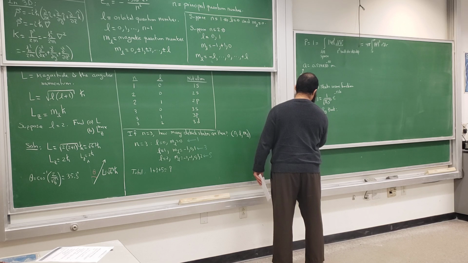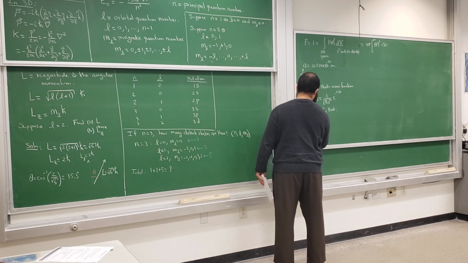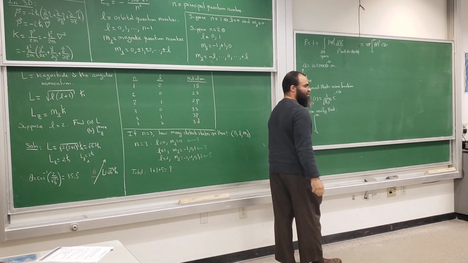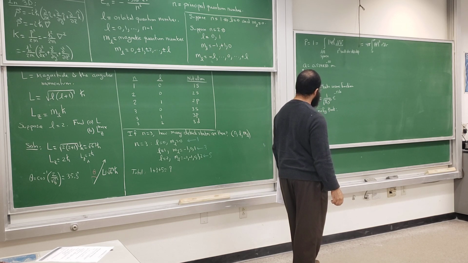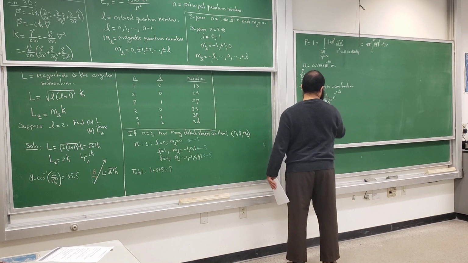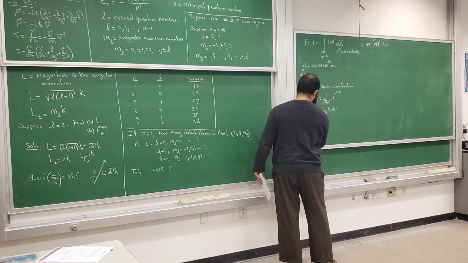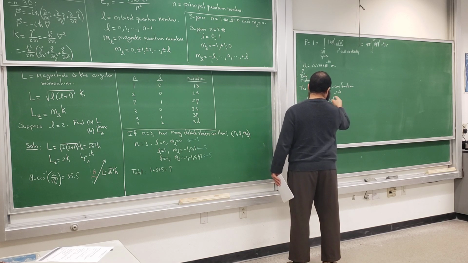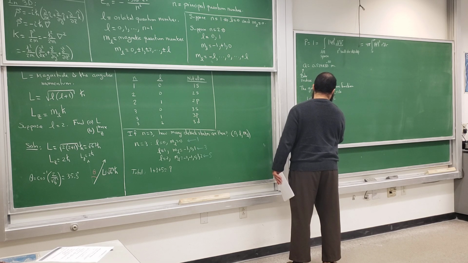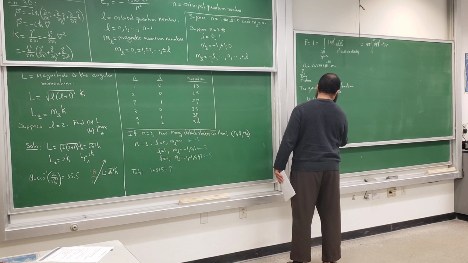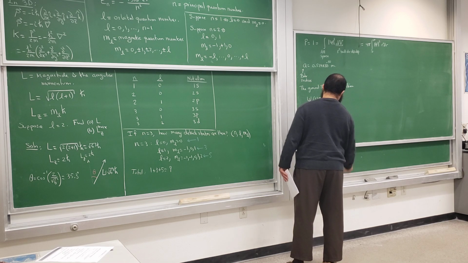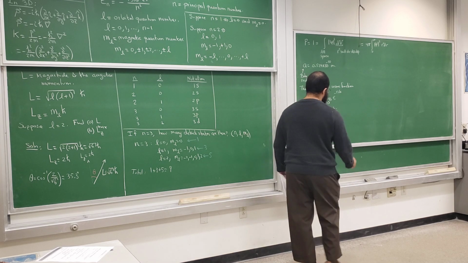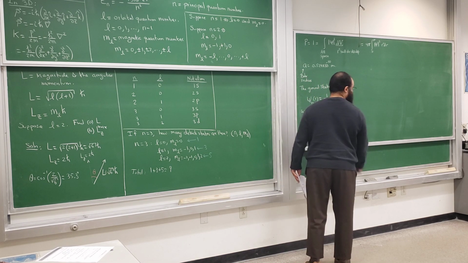If I do 4 pi times the integral from 0 to infinity of psi squared, what is psi squared? If you square this, you will get 1 over pi a cubed, times e to the minus 2r over a, and then r squared dr. If you integrate this, you will get 1.